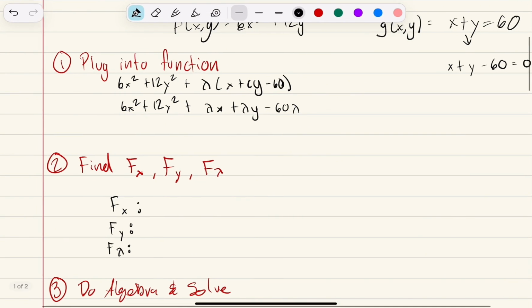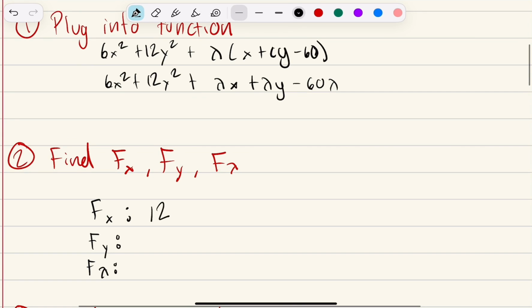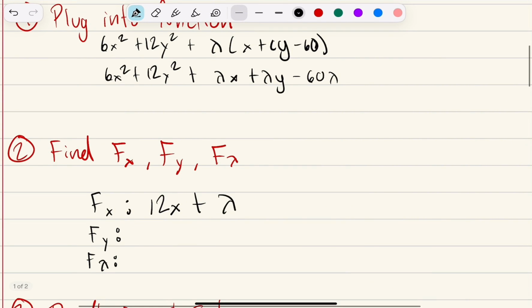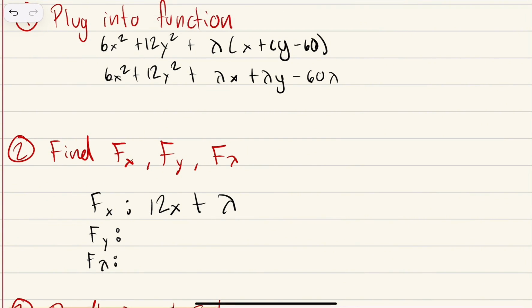Okay, so for F of x, we have 12x. This goes to 0, and this goes to 0, because they're constants. Y is treated as a constant. And then we have this, and since we're finding the derivative with respect to x, the x disappears. So we have that. Next up we have y.